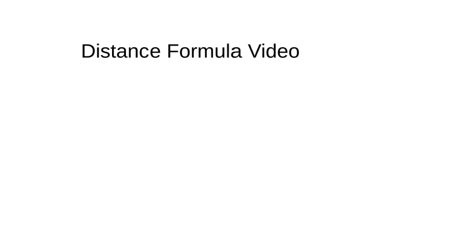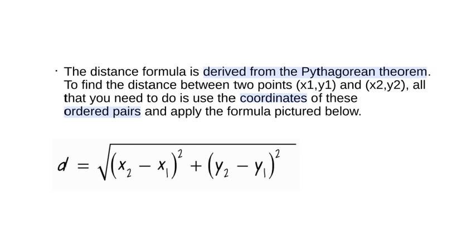This is the distance formula video. The distance formula is derived or created from the Pythagorean theorem. To find the distance between two points (x1, y1) and (x2, y2), all that you need to do is use the coordinates of these ordered pairs and apply the formula pictured below.